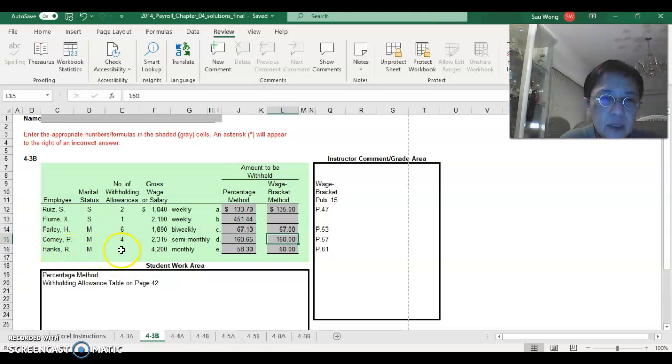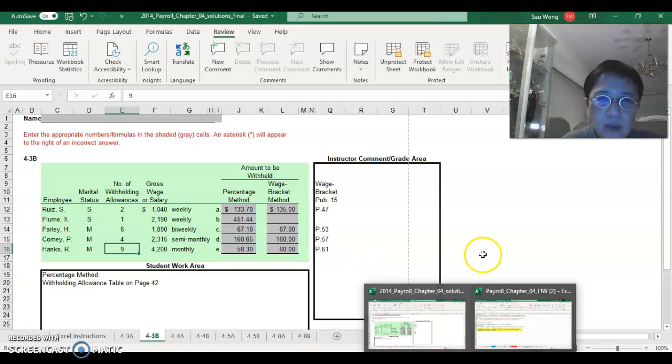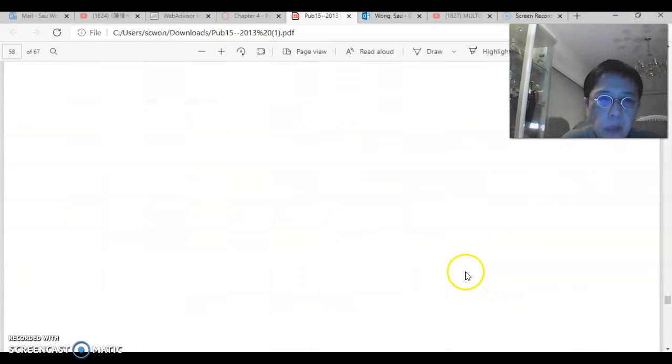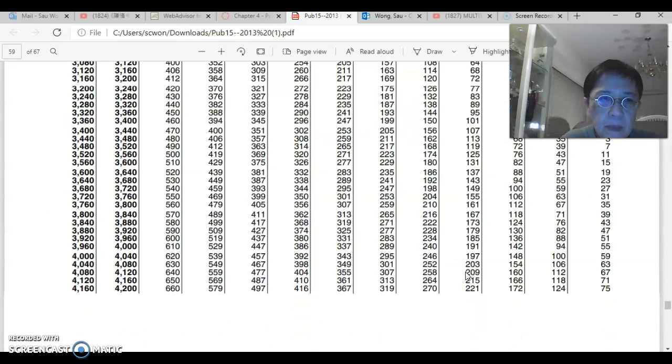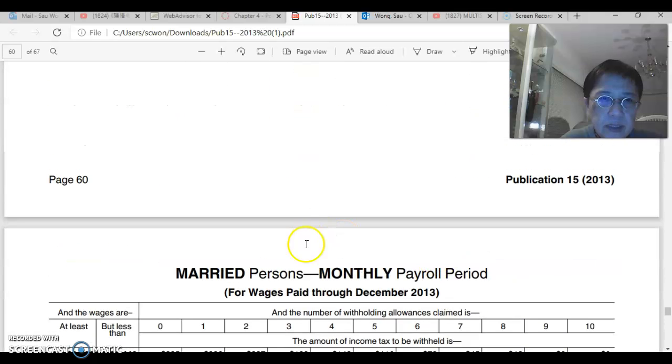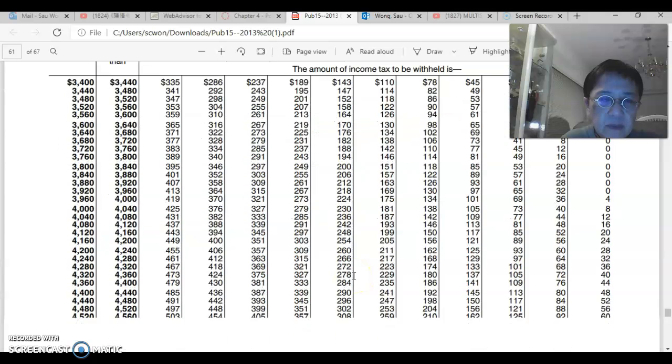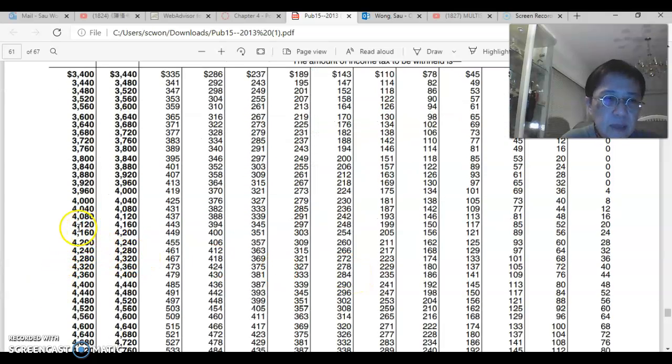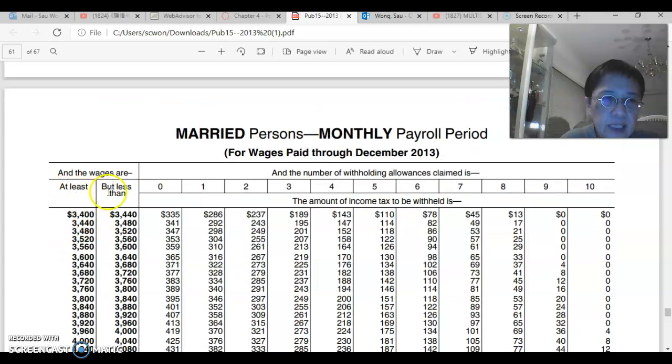Lastly, Hands, monthly. This is monthly, on page 61, and it's $4,200 payment monthly for 9 withholding. Page 61, married monthly. It's $4,200, so it's between, because this is at least but less than.